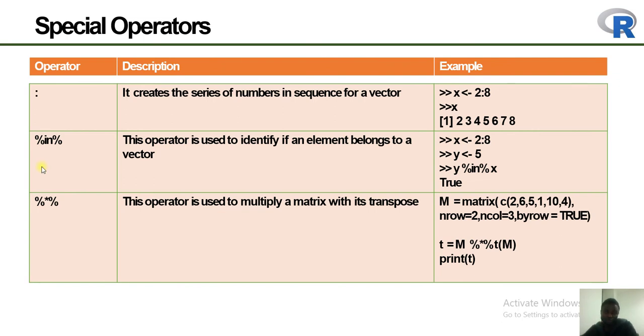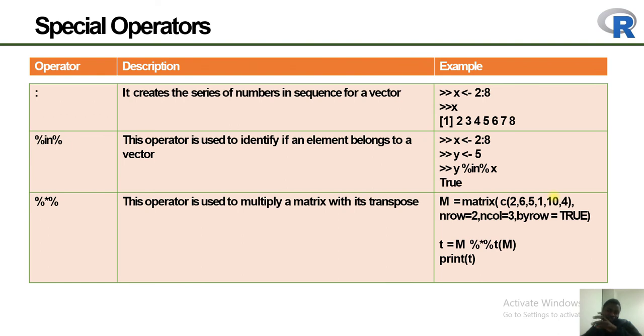Now this operator is used to multiply a matrix with its transpose. So for instance, we are creating a matrix, and maybe in subsequent videos we would also do something on matrix algebra and some other things. So we have M equals matrix. We have this c, which is the data we want to use in forming the matrix. We will still get to that level when we are talking about data types in R. So we have matrix 2, 6, 5, 1, 10, 4.